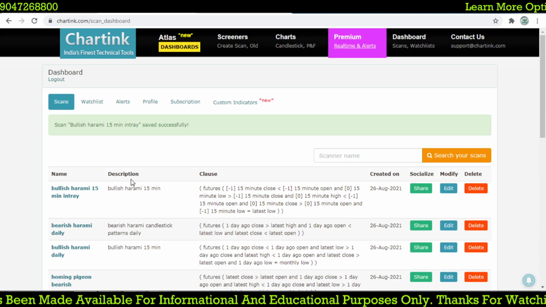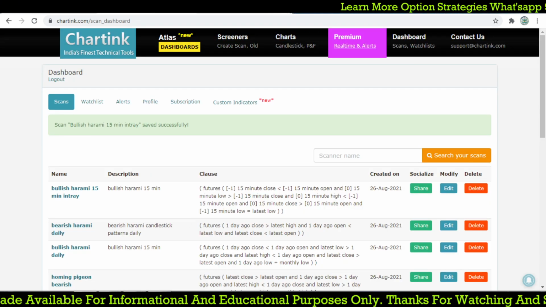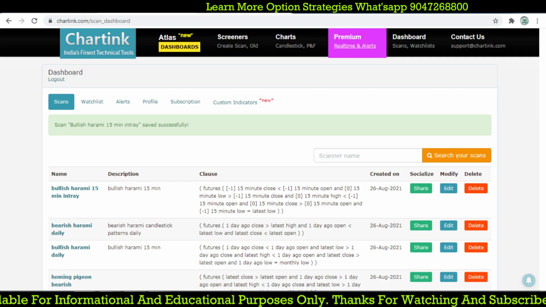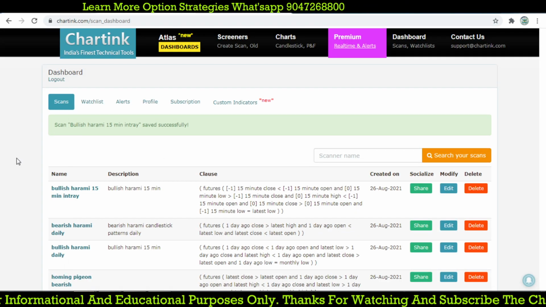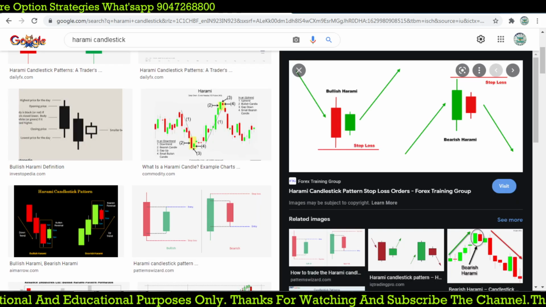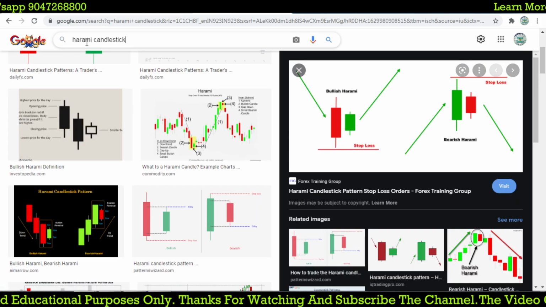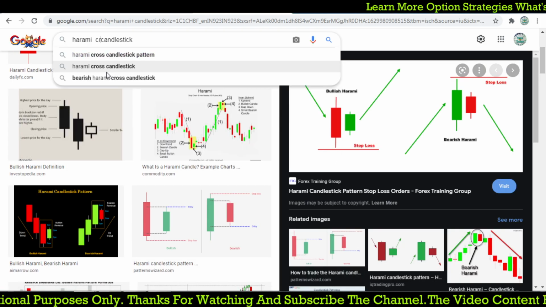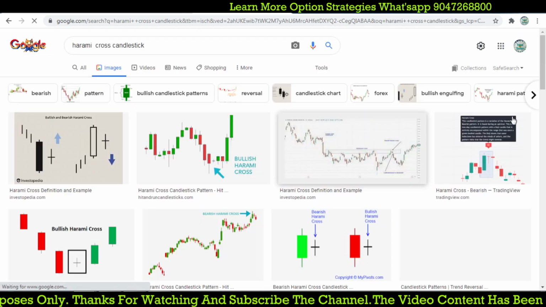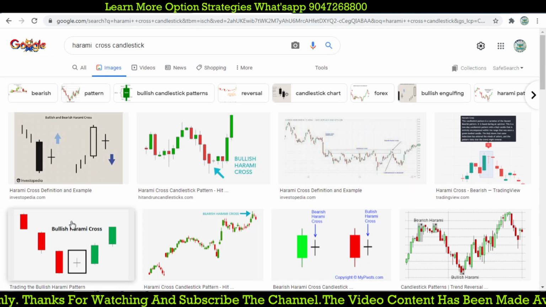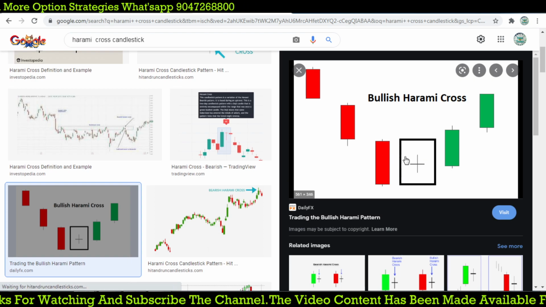Done. So another pattern, let's go for it, I'll tell you. The bullish Harami cross is nothing but simply the next candle should be a doji. Could you see that? Yeah, this is what a bullish Harami cross is.